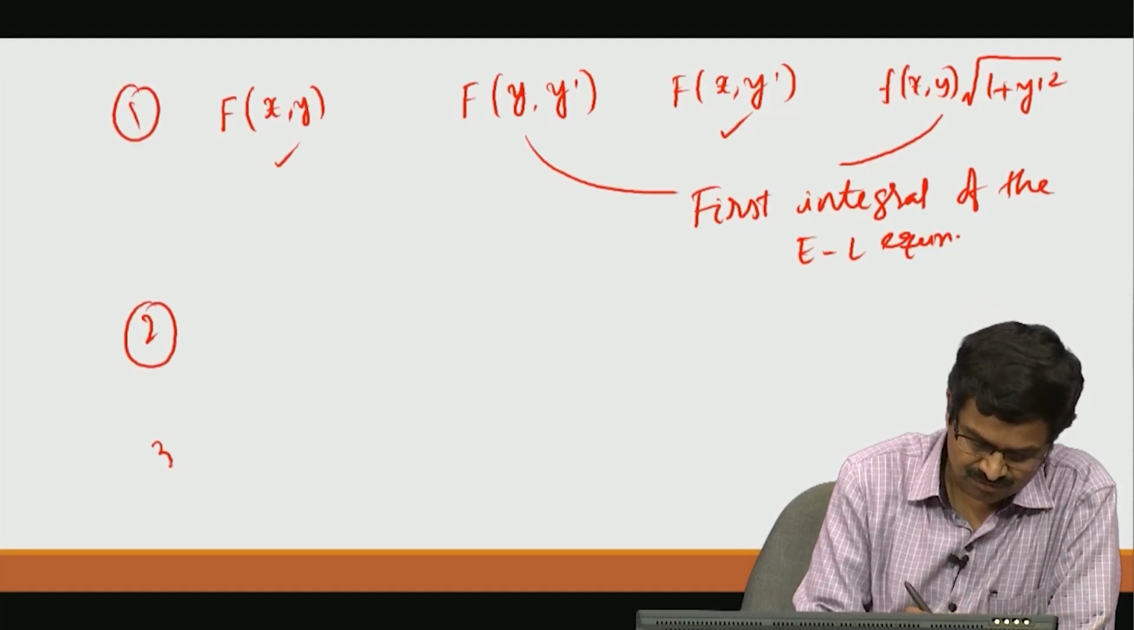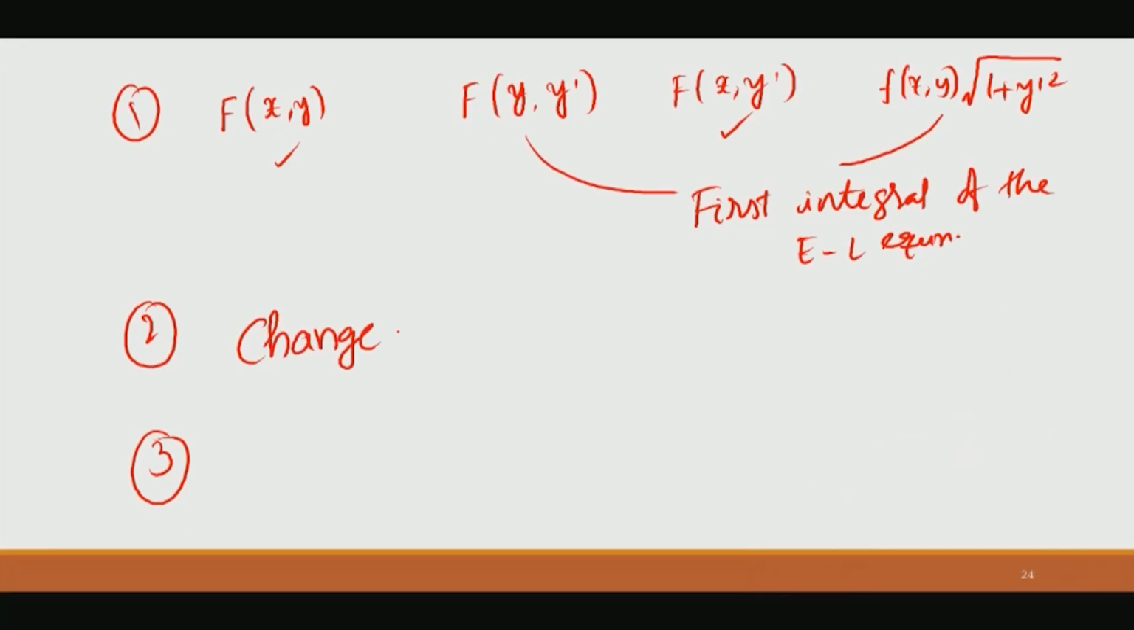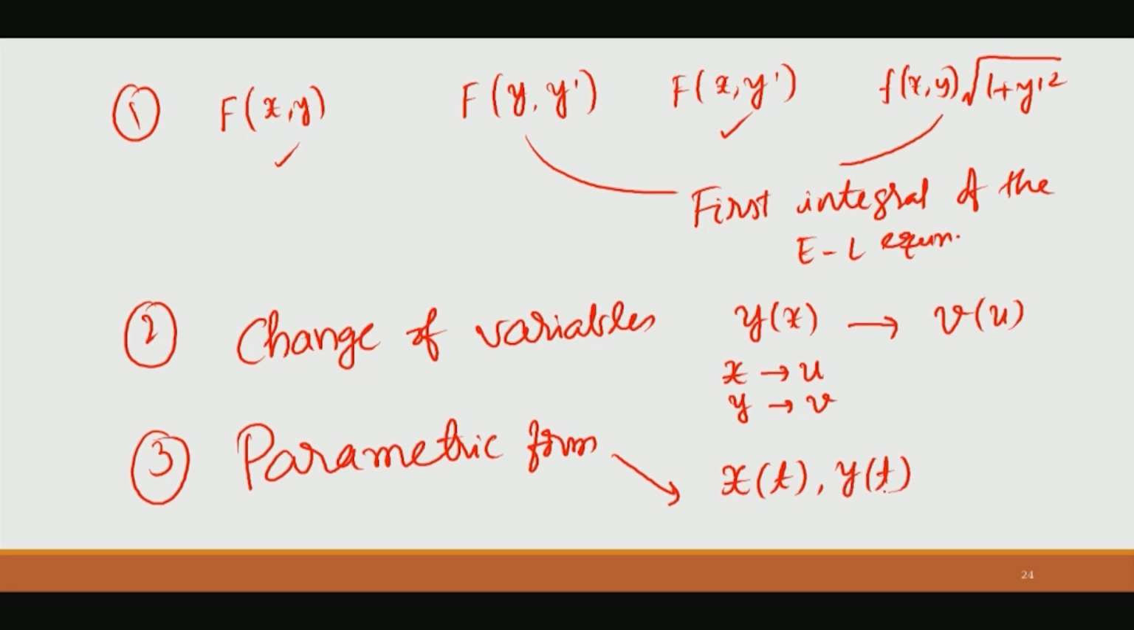Then that was the first thing we discussed. Then we discussed two more things. One is change of variables, and the other is parametric form. In change of variables, x and y were changed, so you have y of x that becomes v of u. That is, x takes the role of u, y takes the role of v. In parametric form, we introduce another variable, let us call it t, x of t and y of t.